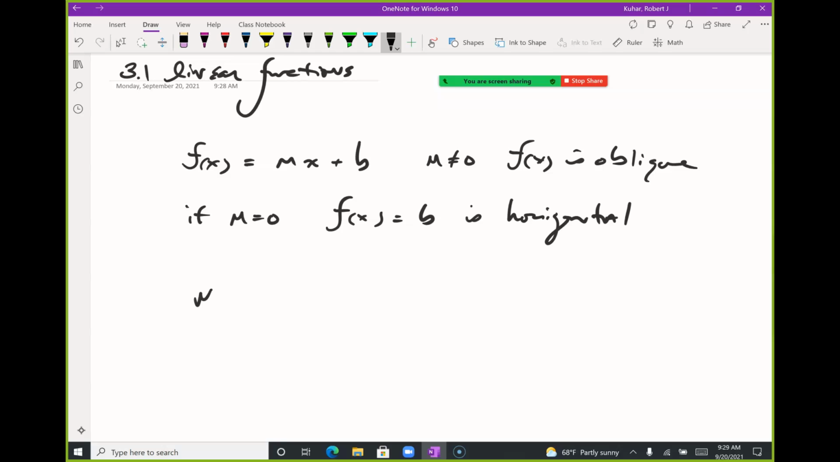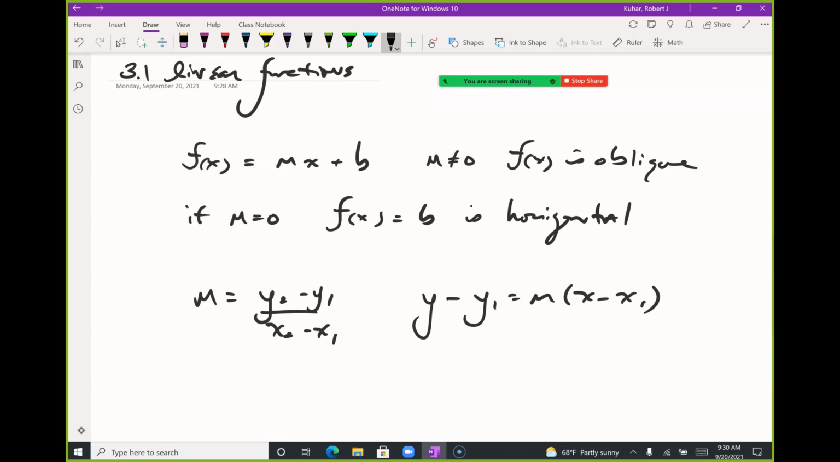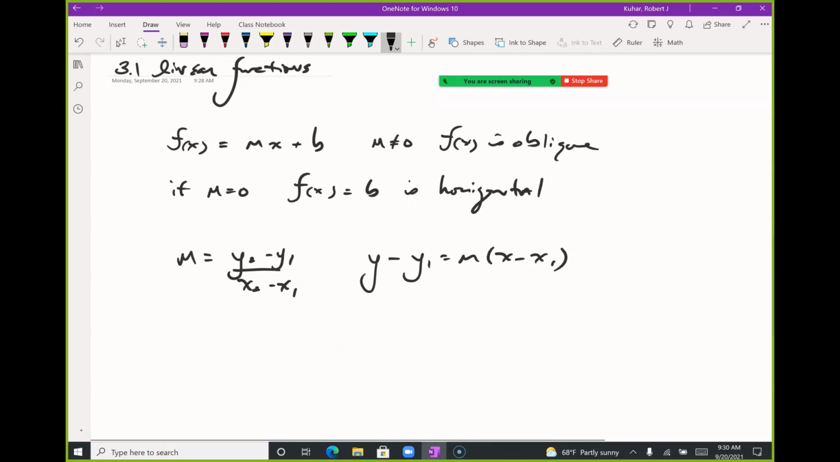And of course we know lots of things. m is y2 minus y1 over x2 minus x1. We know y minus y1 equals m times quantity x minus x1. That's the one I'd really encourage you to use. And we also know that a sub n is a sub 1 plus d times n minus 1, right? So from our arithmetic sequences and series.